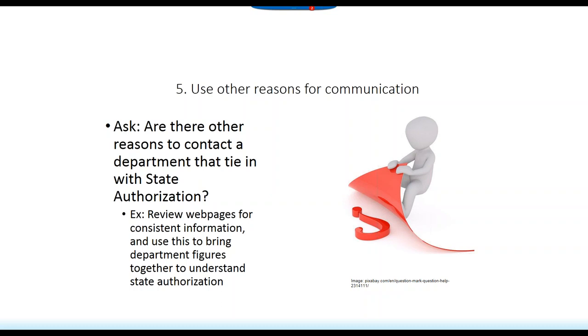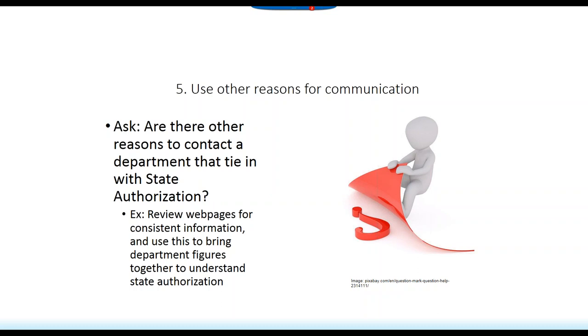So for example, reviewing web pages for consistent information, whether it's with gainful employment and whether that's consistent with state authorization information that's posted out there, I've done that as well so that I can use that as a reason to meet, for example, with financial aid, but I can phrase it as something termed about gainful employment, so that way it automatically kind of hits home for them, and the lights go on for them about gainful employment, whereas otherwise they may not have just about state authorization. But then when I get in there, I can say this is the reason that I'm looking at it and I want it to be consistent with state authorization, and by the way, here's information on state authorization.